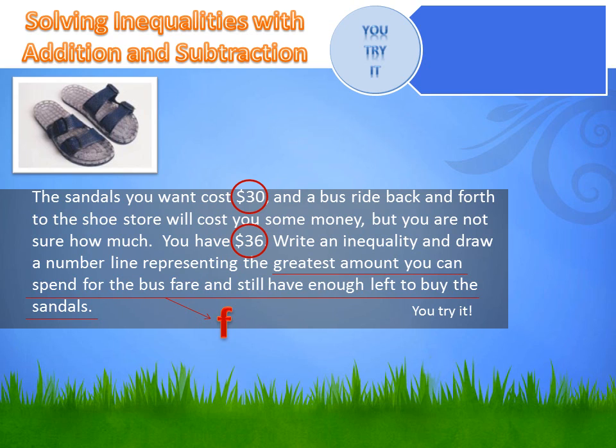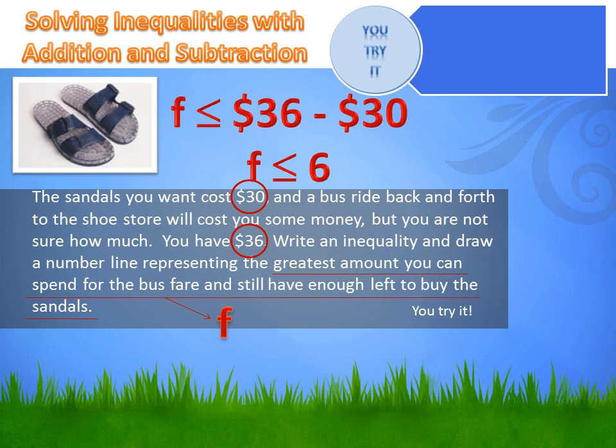If you knew that you had $36 and you knew that the sandals were going to cost you $30, how much money would you have left to pay for the bus? Well, you'd have $6. You'd have up to $6. If the bus fare were $7, it wouldn't work. If the bus fare were $5, you'd be in good shape. If the bus fare was $6, you'd have just enough money.